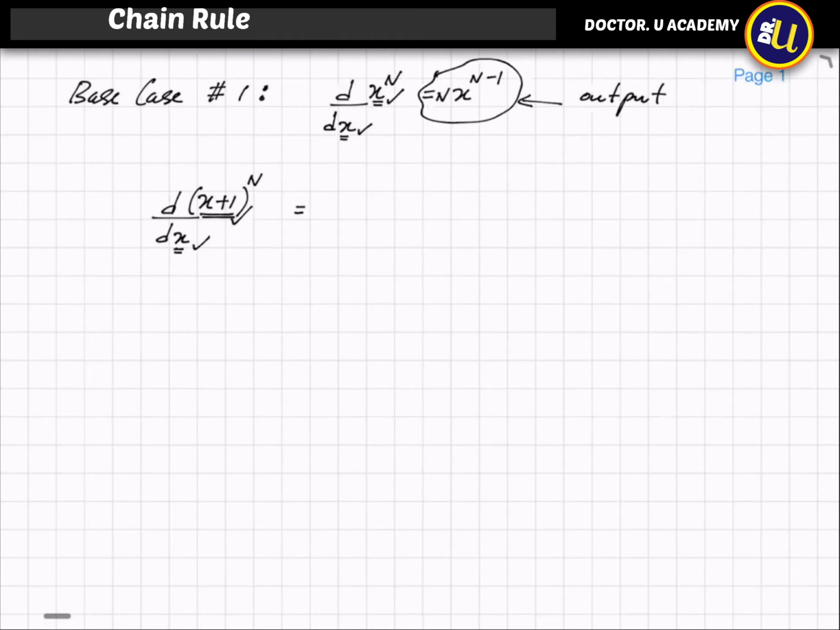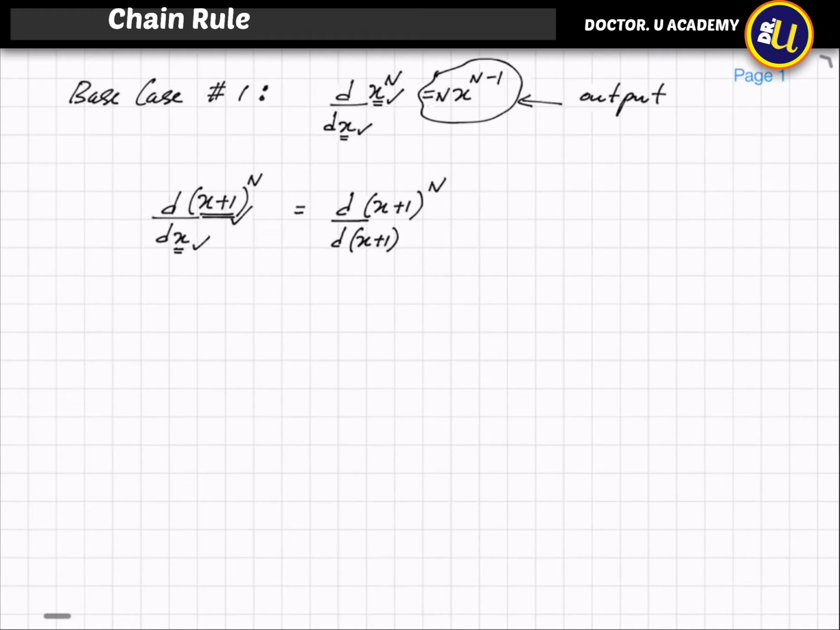If you don't have that compatibility, you have to construct it. How do you construct it? Now you have (x+1) to the power n, and you have to differentiate. To differentiate (x+1) to the power n, you have to have d(x+1) in the denominator, like this. Then the compatibility is satisfied.